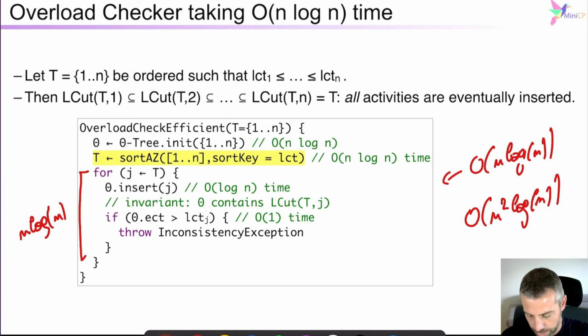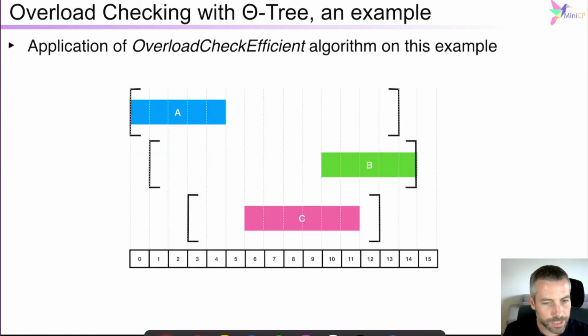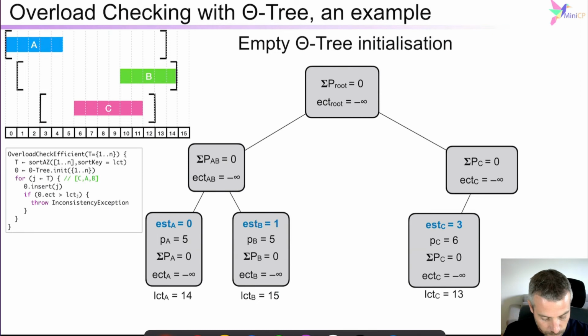Okay, so it's better than the n squared log n because now we are working with nested sets, and it was not the case before. Let's see what it gives on this example. You initialize, you sort the activities according to the latest completion time, right? That gives the order C, A, B, right? So the first one that finishes is C, then it is A, then it is B. You sort them, so that's C, A, B.